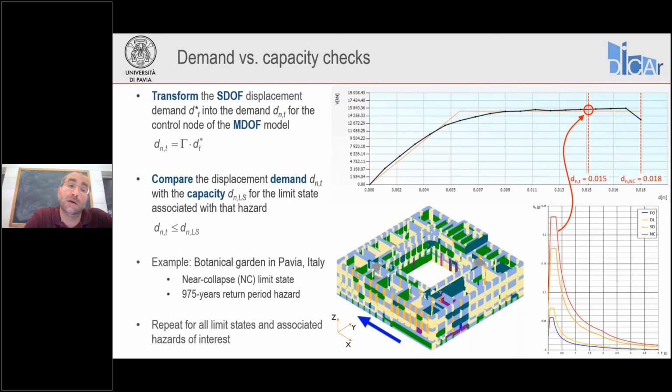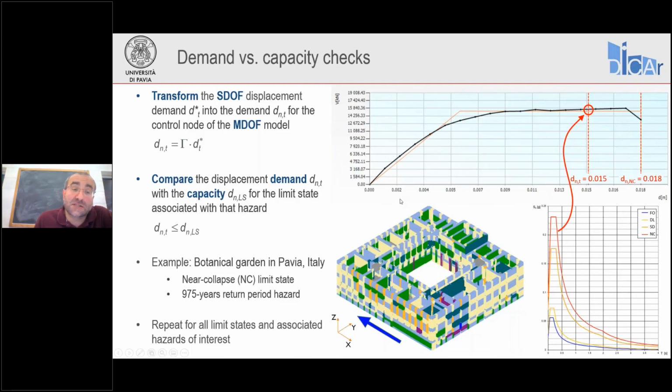And then we just take the pushover curve of our structure, and on this pushover curve we identify limit states associated with the limit states of interest, and we have to check that the demand from the hazard that corresponds to our limit state is less than the capacity. So this is an example.